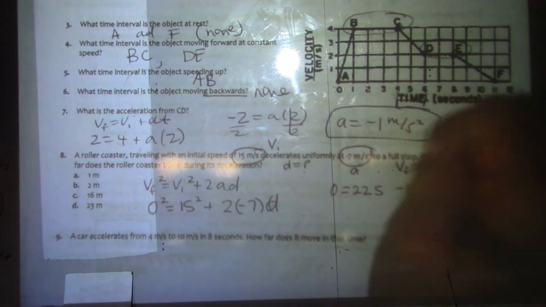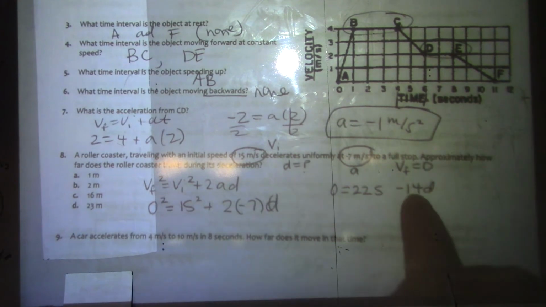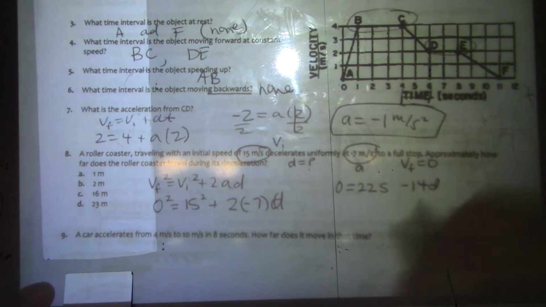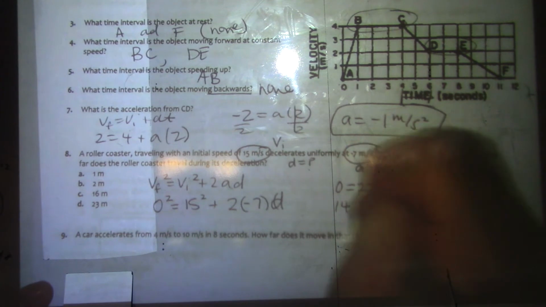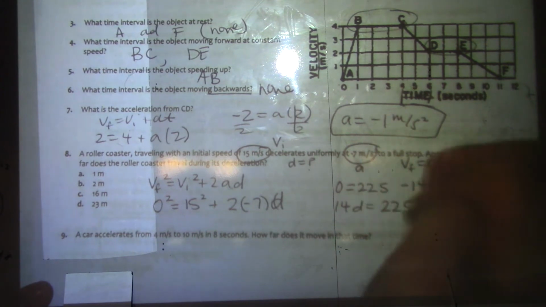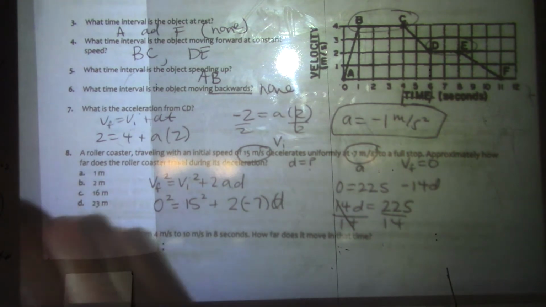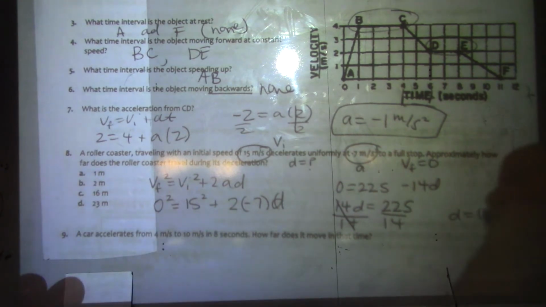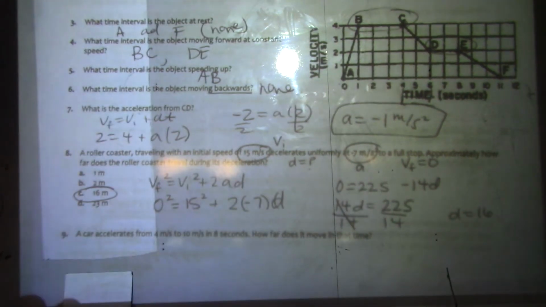Minus 14d, because 2 times negative 7 is just minus 14. I'm going to add the 14d over. And then now we just divide by 14 to get d by itself. And that gives me a distance of 16 point something, so C.